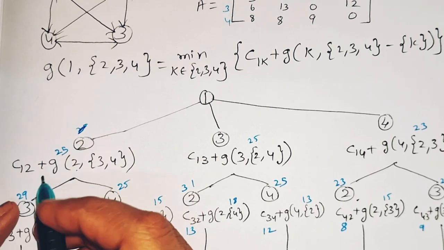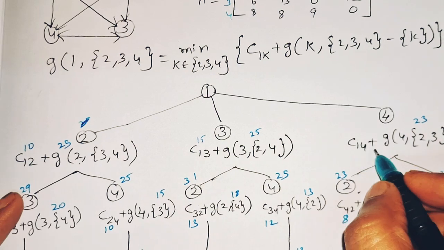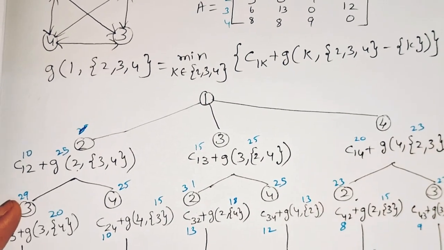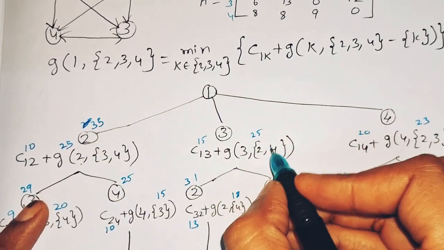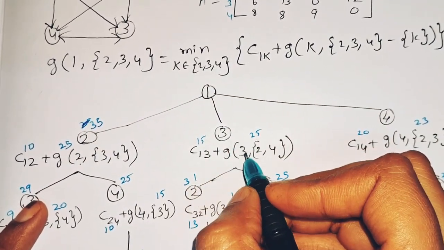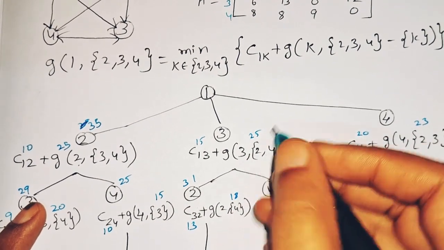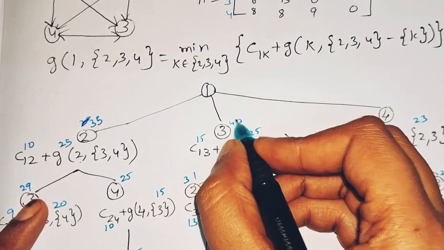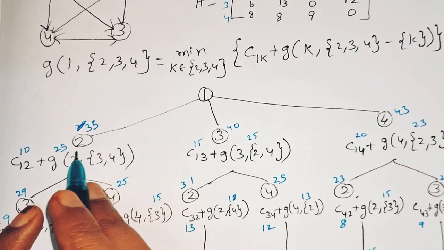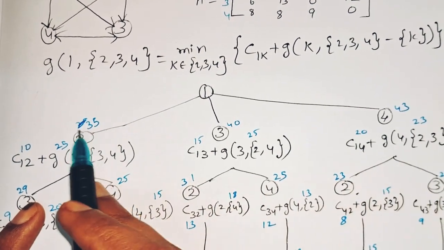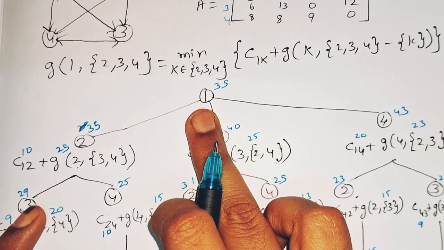We need to add these minimum values to the cost of the neighboring values. The cost of 1 to 2 is 10, 1 to 3 is 15, and 1 to 4 is 20. So we need to perform the sum here. 25 plus 10 is 35, 25 plus 15 is 40, and 23 plus 20 is 43. From these three values, the minimum value is 35. So we got the minimum value here.